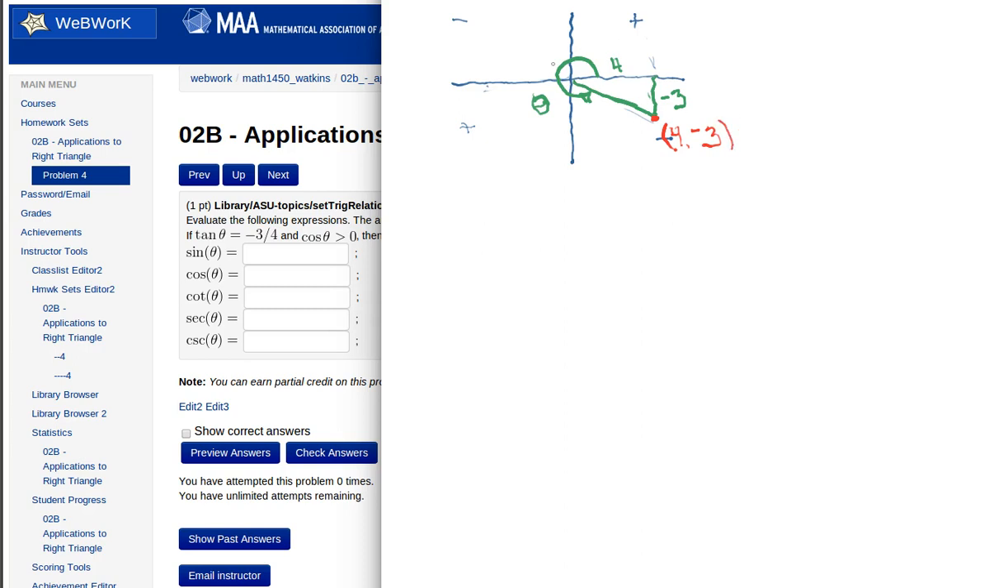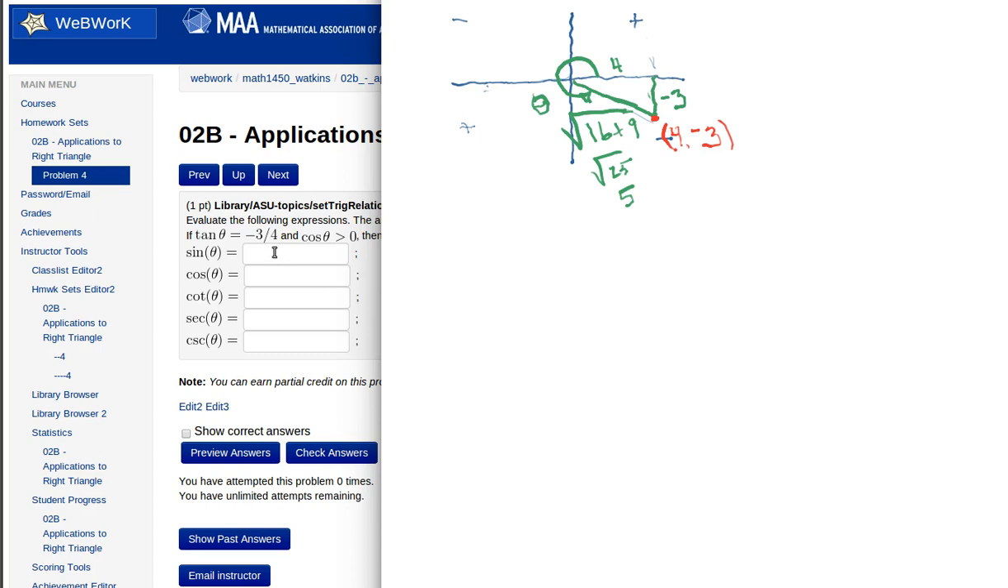That means that this hypotenuse is going to be the square root of 4 squared, or 16, plus negative 3 squared, which is 9. And the square root of that is the square root of 25. Or in other words, this is just a 3, 4, 5 triangle. So that hypotenuse has a length of 5. Okay, so now we know all the parts of this triangle.